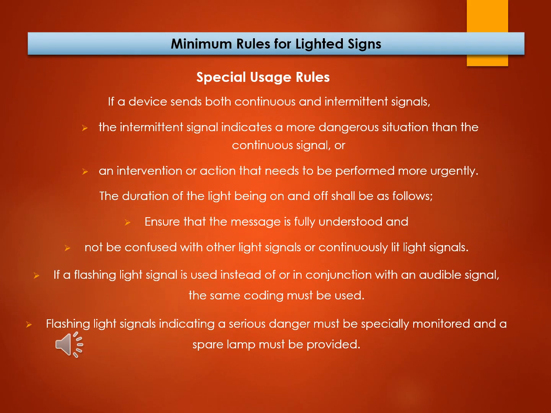Minimum rules for lighted signs. If a device sends both continuous and intermittent signals, the intermittent signal indicates a more dangerous situation than the continuous signal, an intervention or action that needs to be performed more urgently. The duration of the light being on and off shall be as follows. Ensure that the message is fully understood and not be confused with other light signals or continuously lit light signals.